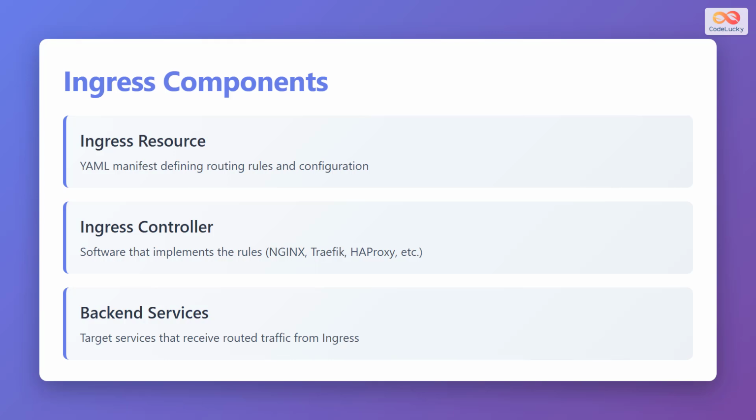Second is the Ingress controller, which is the actual software implementation that reads these rules and routes traffic accordingly. Popular controllers include NGINX, Traefik, and HAProxy. Finally, there are your backend services, which are the target Kubernetes services that receive the routed traffic from the Ingress. All three components work together to enable external access to your applications.